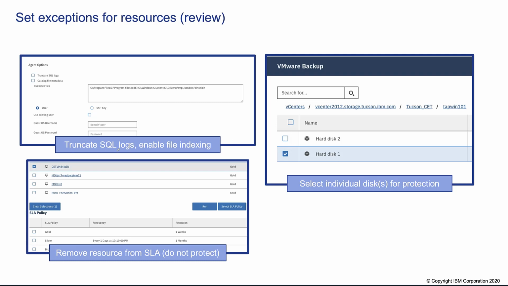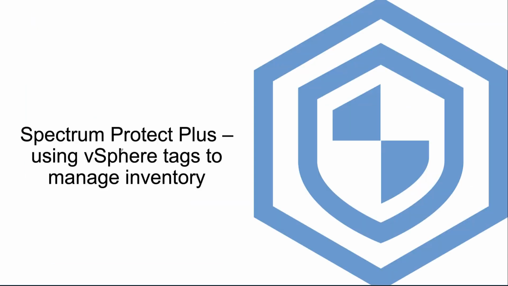You can truncate SQL logs. You can enable file indexing. We talked about removing resources from the SLA, just not protecting the machine, or removing a set of resources by excluding. And we also looked at how to manage the snapshot and the quiescing and what happens if there are failures. That is one path.